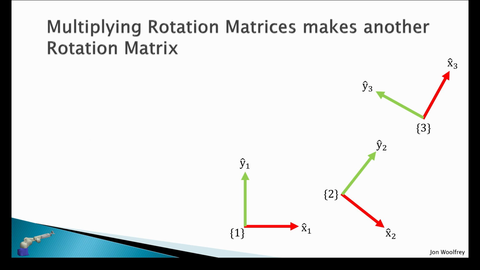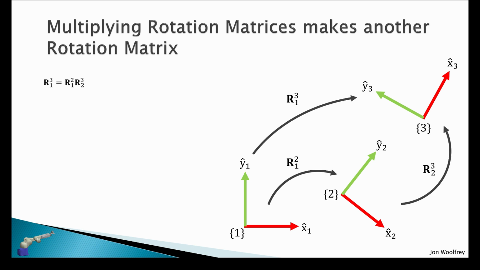Another important property is that multiplying rotation matrices makes another rotation matrix. So we have a rotation from 1 to 2 and a rotation from 2 to 3. Then the rotation from 1 to 3 is 1 to 2 times 2 to 3. And notice again, the diagonal elements here line up, and we're left with 1 and 3, so the rotation from 1 to 3.